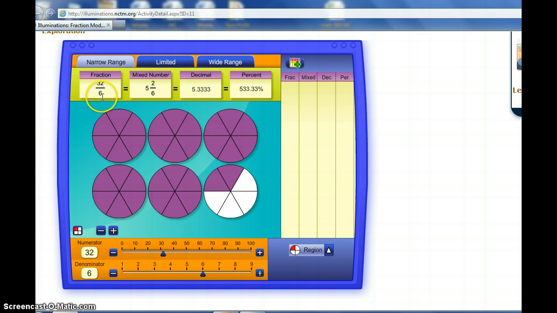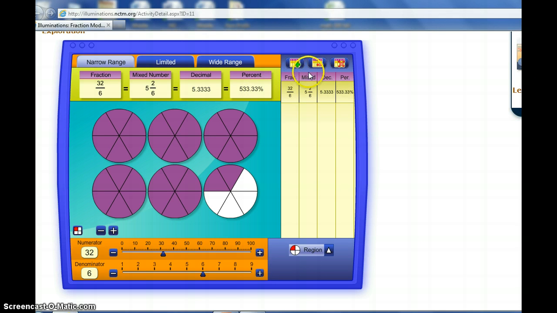I guess at some point it's going to be hard to see these, but so we have 32/6. So why is that equal to 5 and 2/6? Well, it's because we have to make 32 of these little sixths if you're filling them in on this circular region. So if you count these, 1, 2, 3, up to 24, then 25, 26, 27, 28, 29, 30. That's 5 times 6. And then 31, 32. That's why we have 5 and 2/6. And then later you relate that to the decimals and the percent.